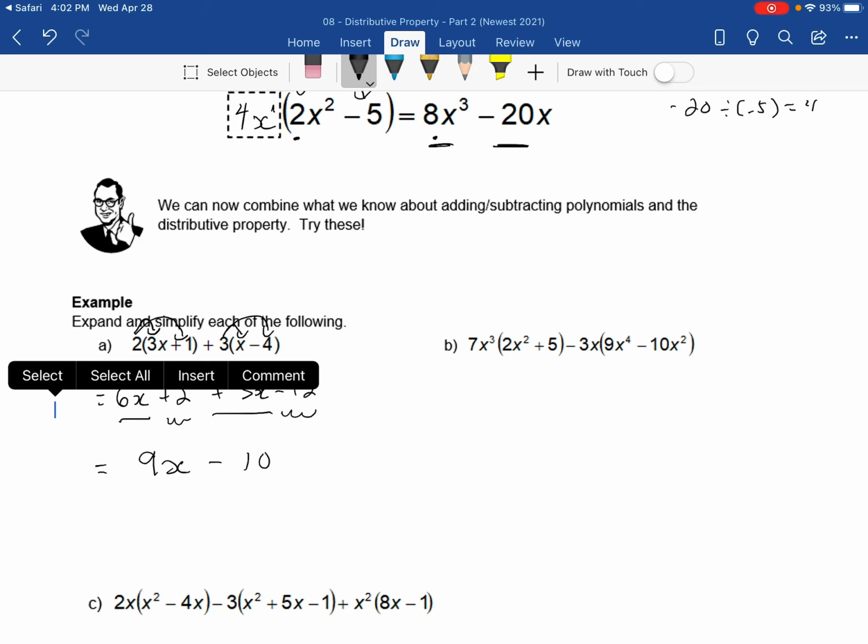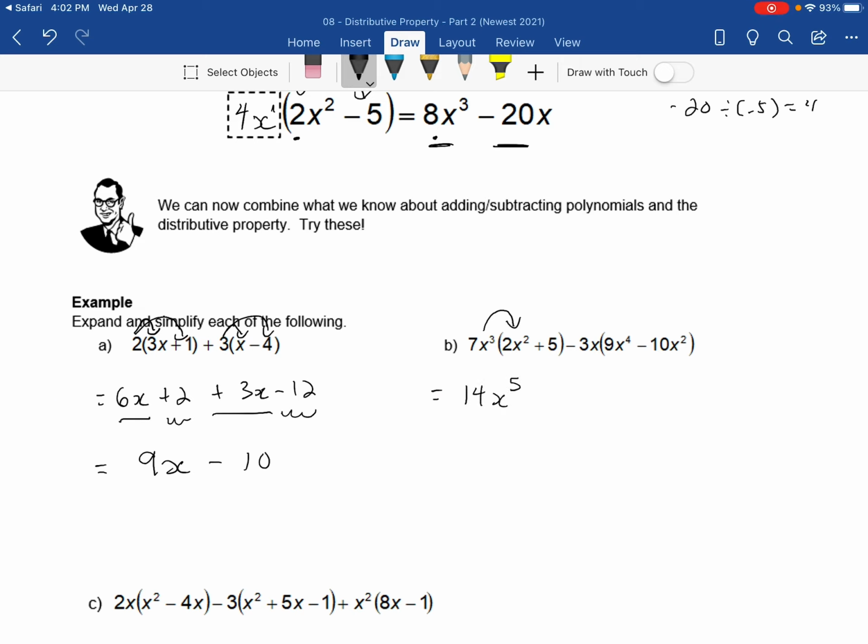Okay, distributive property on the first set of brackets. 7x cubed times 2x squared, I get, multiply the coefficients, add the exponents of same bases. Then 7x cubed times 5 is 35x cubed. 7 times 5 is 35. And there's no same bases to add the exponents there.